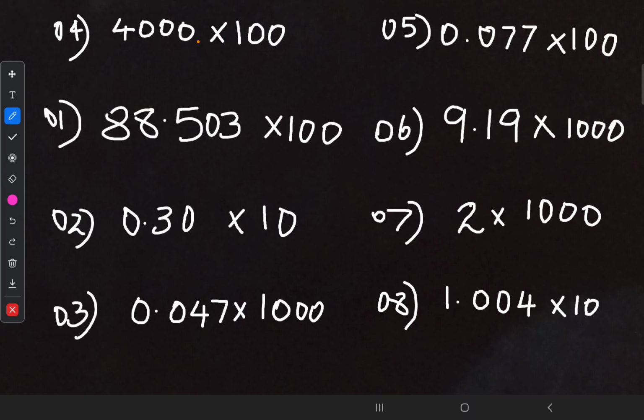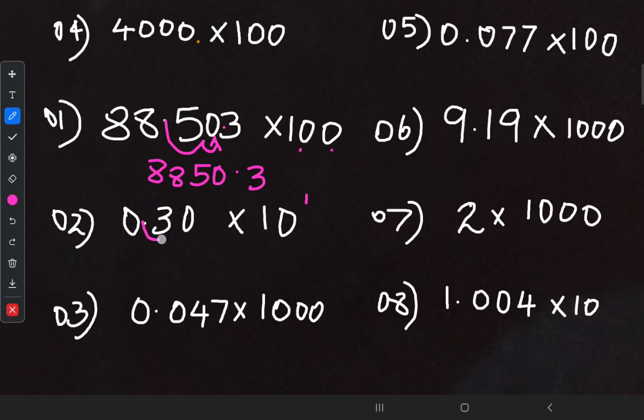For the first question, 10 to the power of 2. So the decimal should move 2 digits towards its right. So this is going to be 8,850.3.